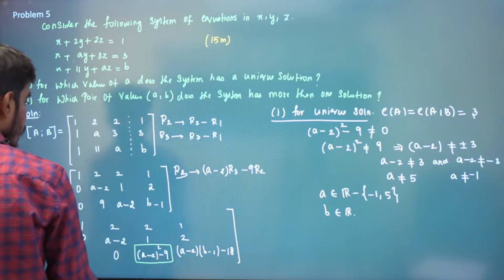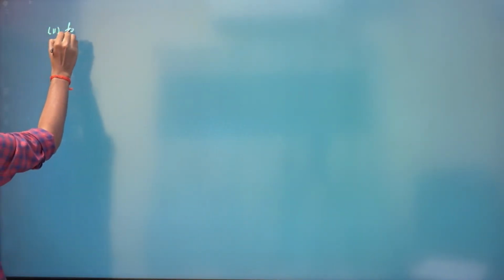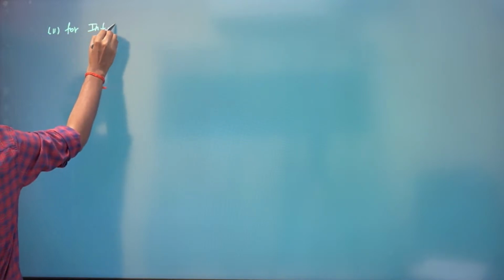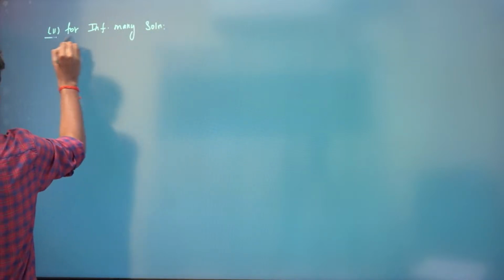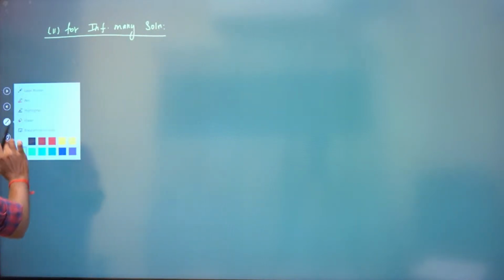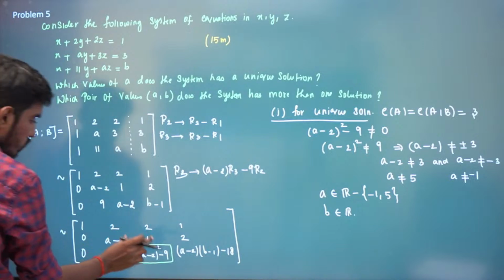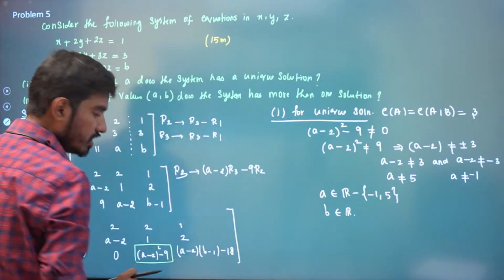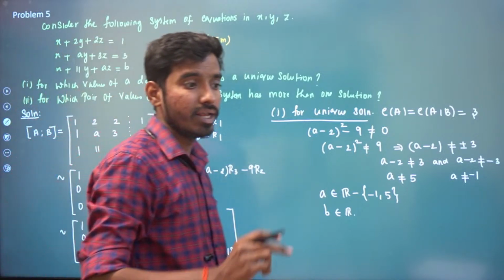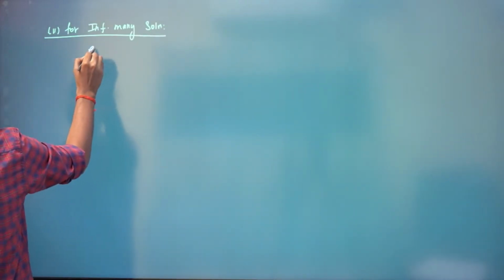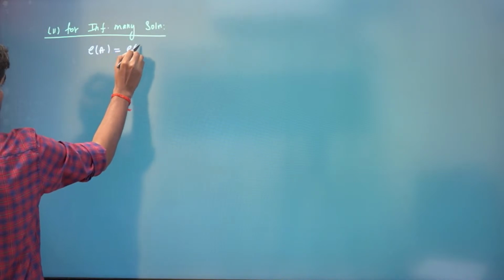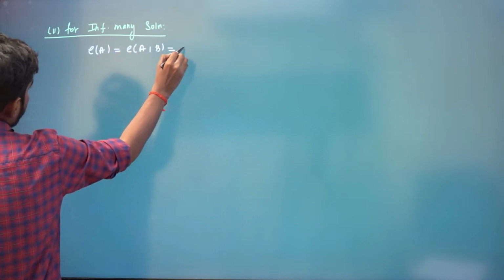Now for infinitely many solutions, second subdivision: for infinitely many solutions, this should also be 0. Yes or no? Then only you will have rank of A and rank of A comma B both equal to 2.